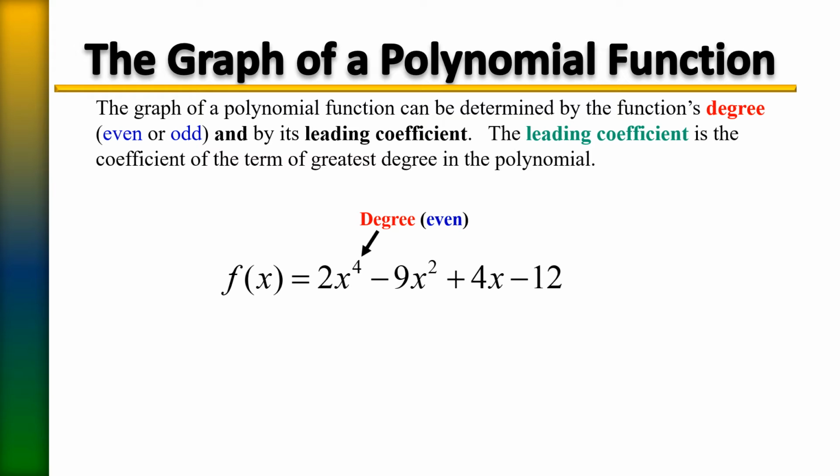Also, its leading coefficient will tell you some things about that graph. Now, the leading coefficient is the coefficient of the greatest degree in the polynomial. So again, out of all degrees, 4 is the greatest degree. The coefficient of that term is a 2. So that whole term there itself, 2x to the 4th power, that is considered your leading coefficient. And notice in this case, the leading coefficient is positive.